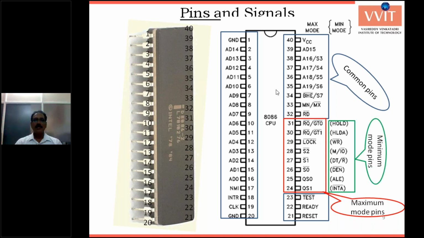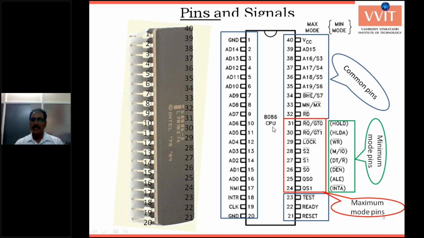The 8086 operates in two modes. One is the minimum mode and the second one is the maximum mode. Minimum mode supports single task processing and does not support multitasking. The maximum mode supports multitasking.